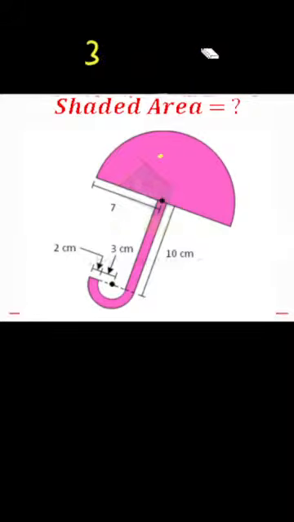How do you get 24.5 pi? Look, the area of the semicircle is pi r square by 2. So it's pi times 7 square by 2. 7 square is 49. 49 by 2 is 24.5. So 49 by 2 is 24.5 pi. Isn't it?